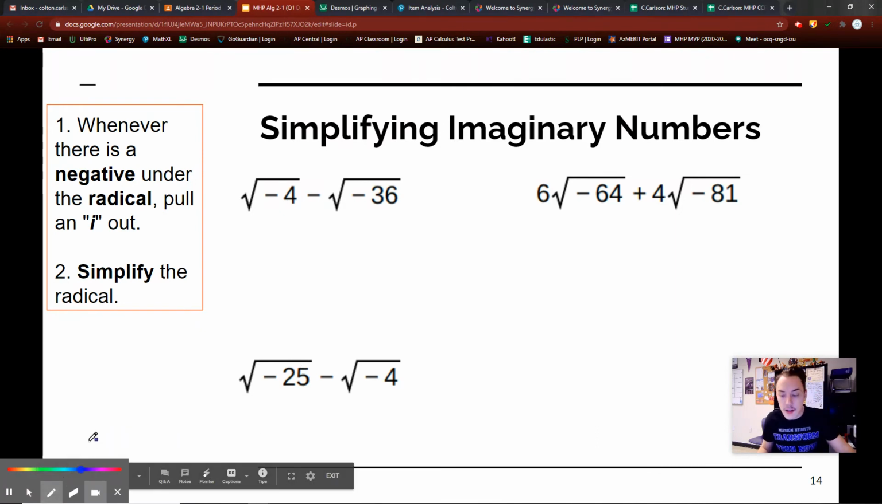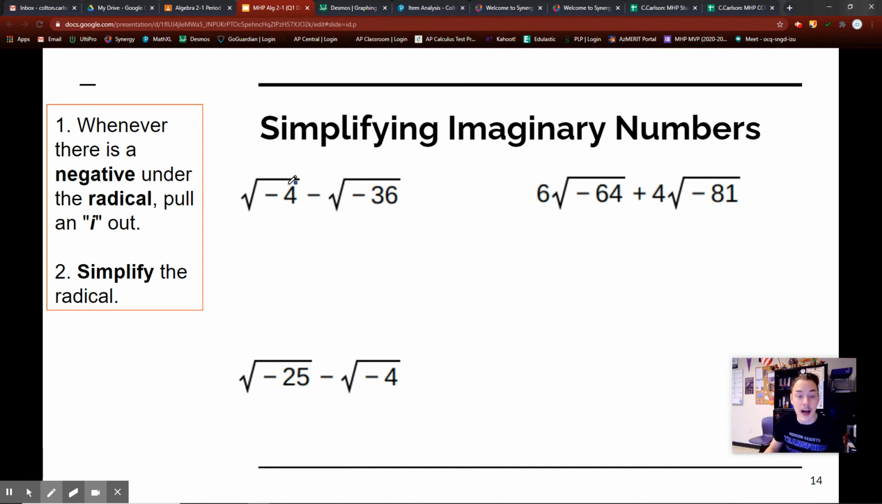So let's do this one. I pull out an i, but what's radical 4? This is going to be 2i. Okay, I pull out an i because it's a negative, and then radical 4 is 2. Radical 36 is 6, and then I have to pull out an i, so this becomes negative 4i. It doesn't say anything about keeping it in standard form, so I'm going to keep it like that.